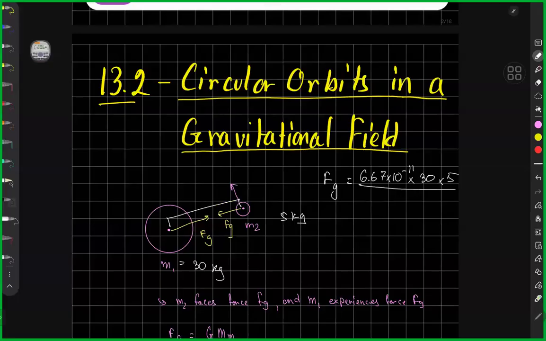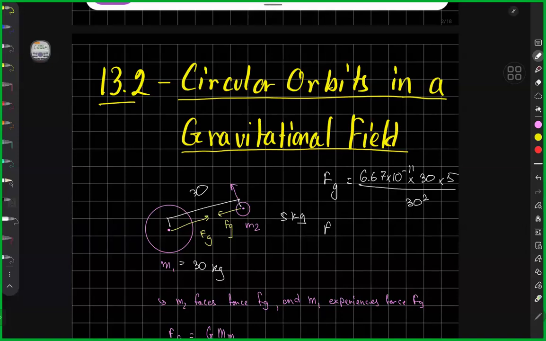So let me give you the separation as well. Let's say 30 meters. 30 meters squared. Now, go on with the calculation. And what you will see is this force Fg on the big mass will also be the same force on the small mass. You want to find that?